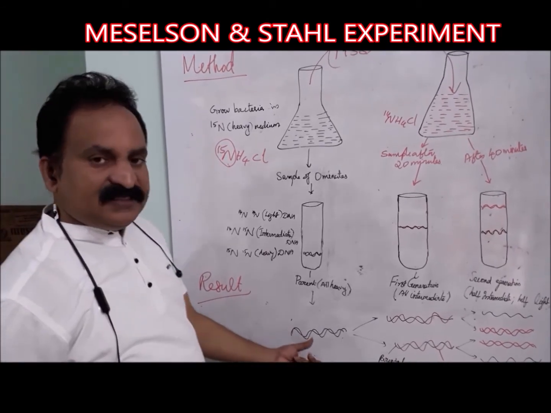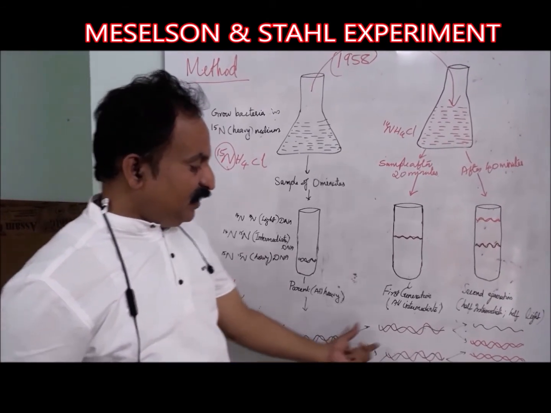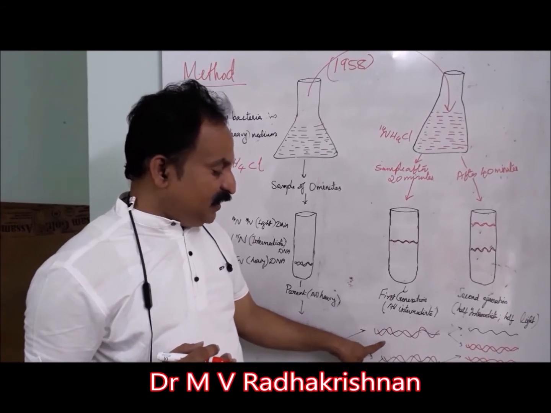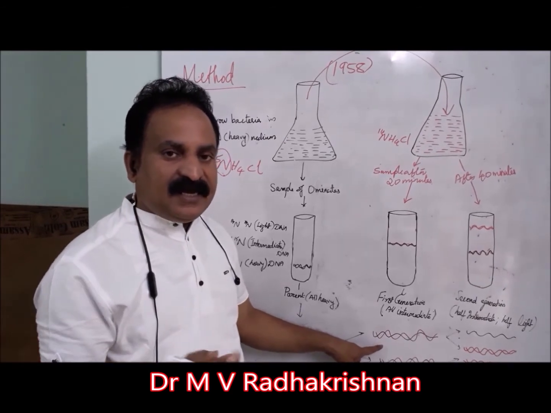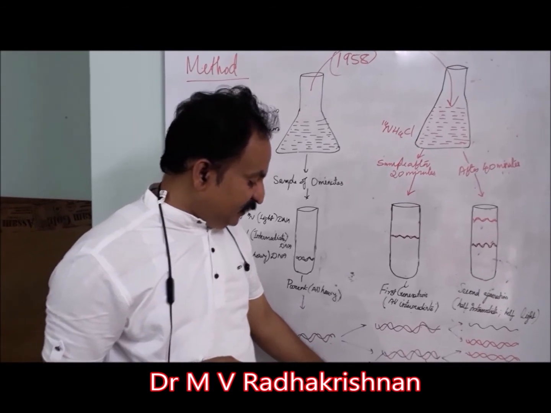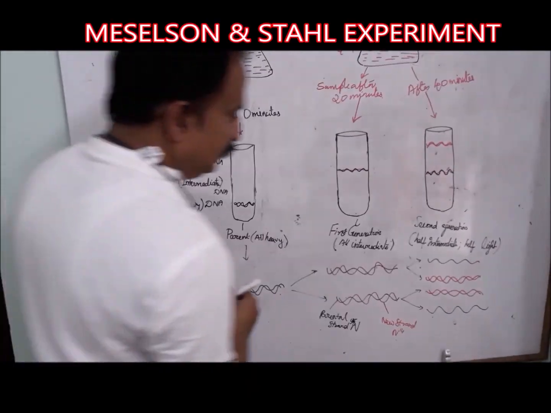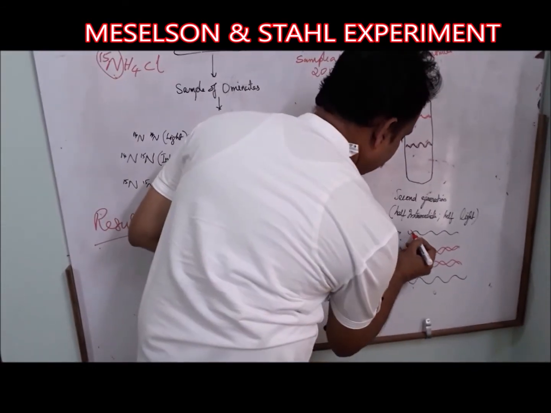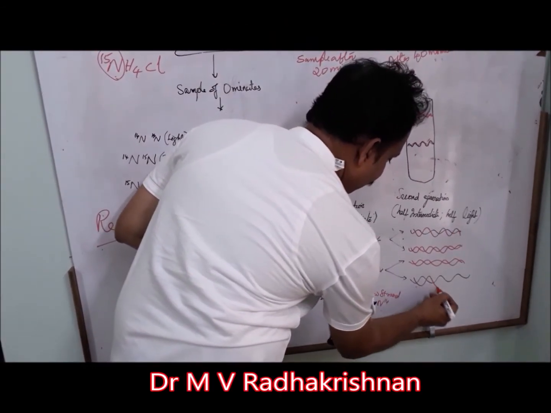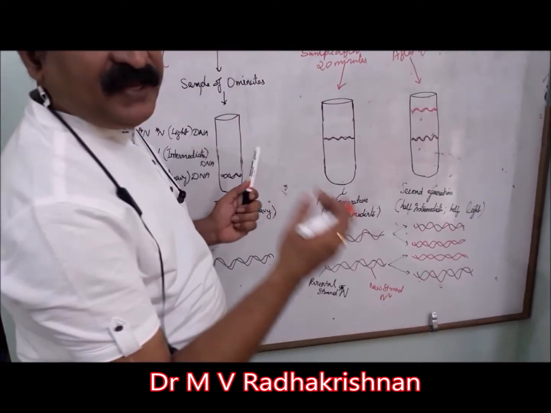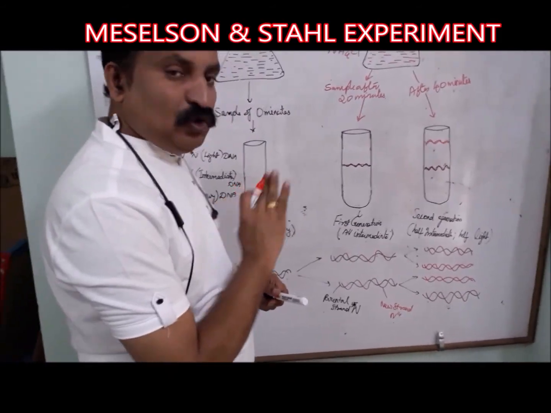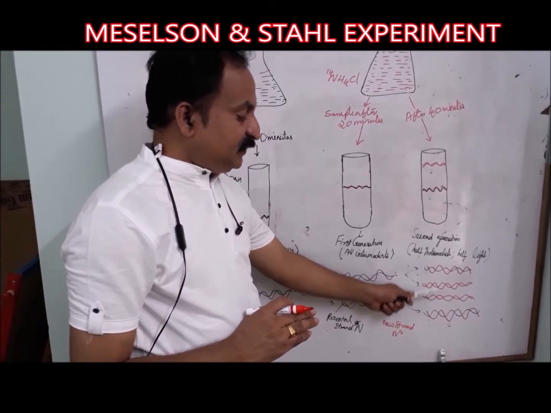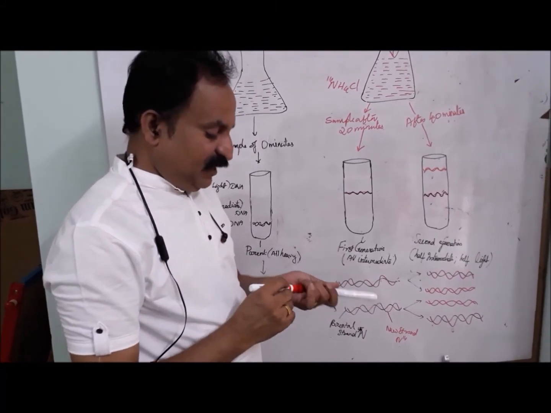At 0 minutes all are heavy chain, but after 20 minutes, in the first generation, all are intermediate, containing one parental strand and another new strand. In the second generation, they received 50% intermediate and 50% light DNA, and there is no heavy DNA present.